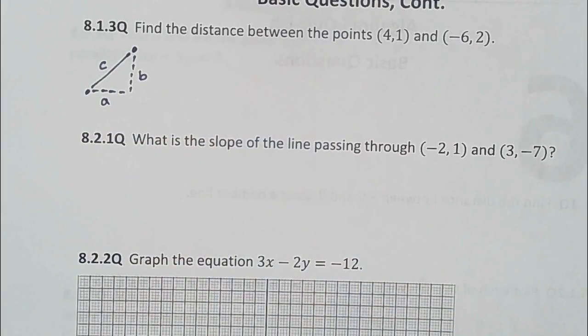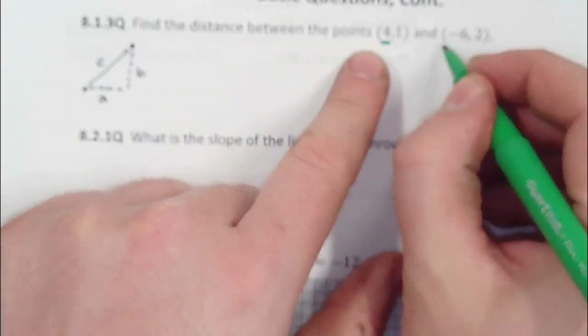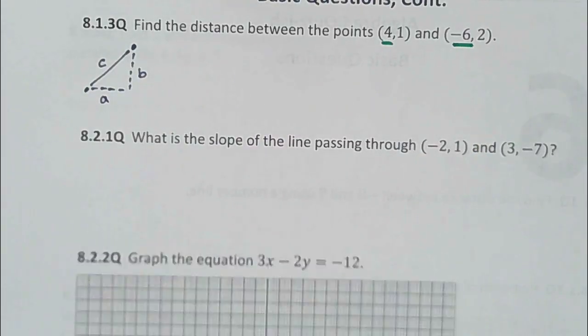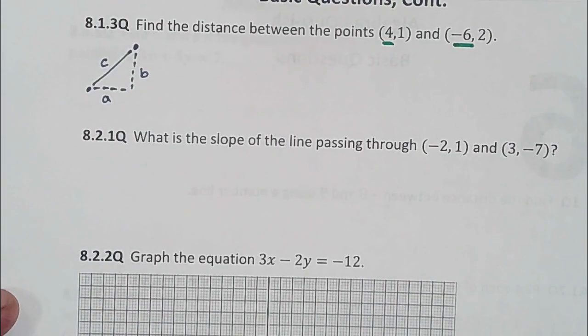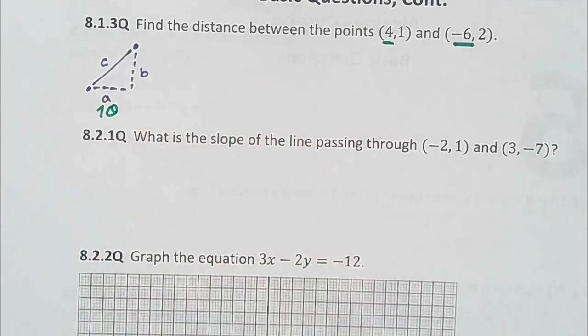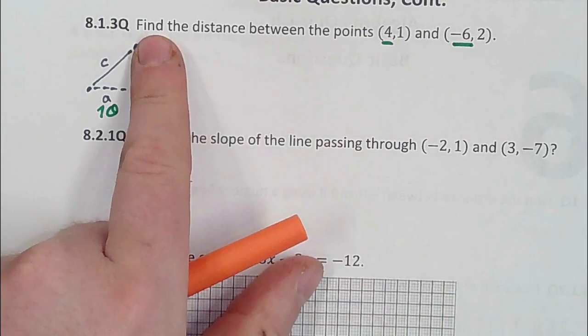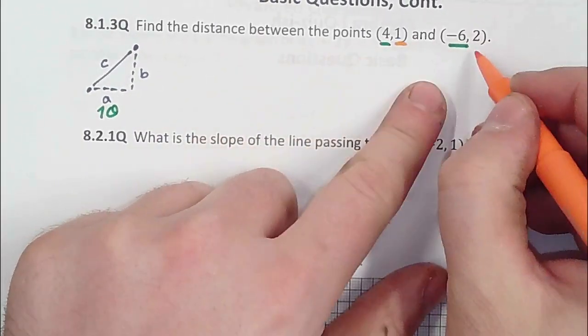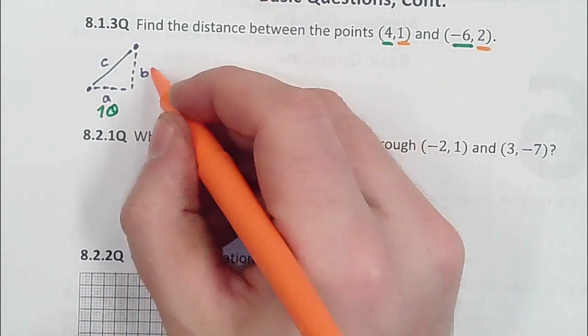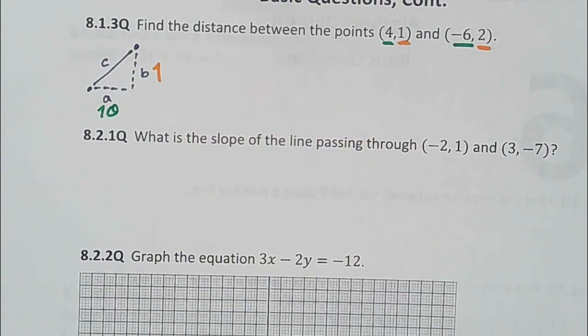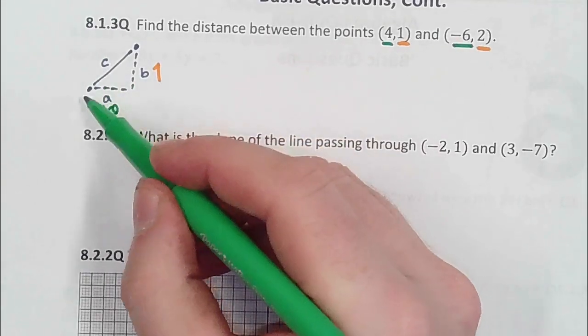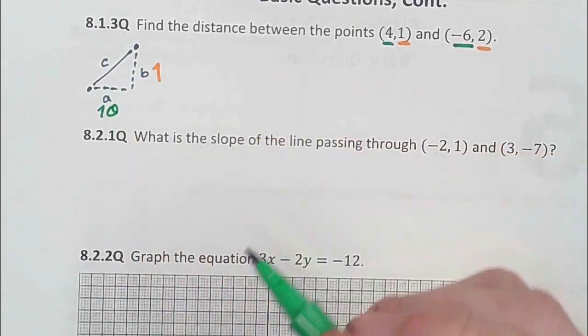If I'm looking at them horizontally, I'm talking about their x values. So how far apart is 4 and negative 6? 10. So it looks like they're 10 apart in this direction. And if I'm talking about how far they are apart vertically, I'm talking about their y values. How far apart is 1 and 2? 1. So we've got this, and if we do Pythagorean theorem, we can figure out c, the distance between them.